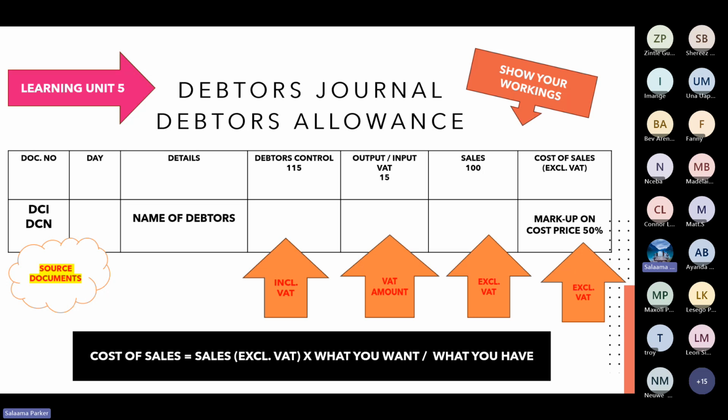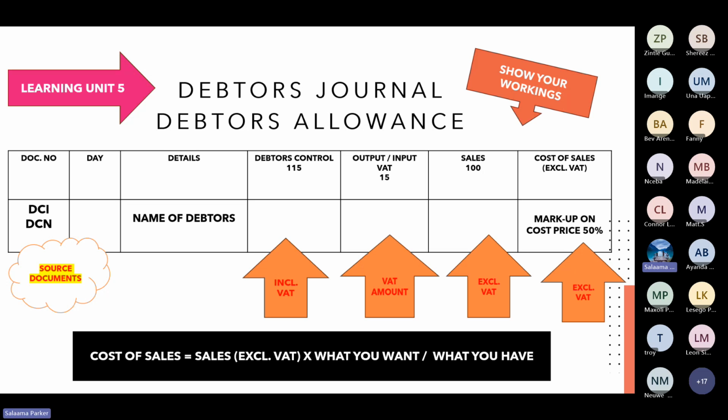Here it will be output VAT for debtors, input VAT for debtors allowance, and then that is the VAT amount, and sales again will be your exclusive VAT amount. Okay, and your cost of sales will be the markup, either at 50%, or depending again on the information given to you in the exam. Okay, right.